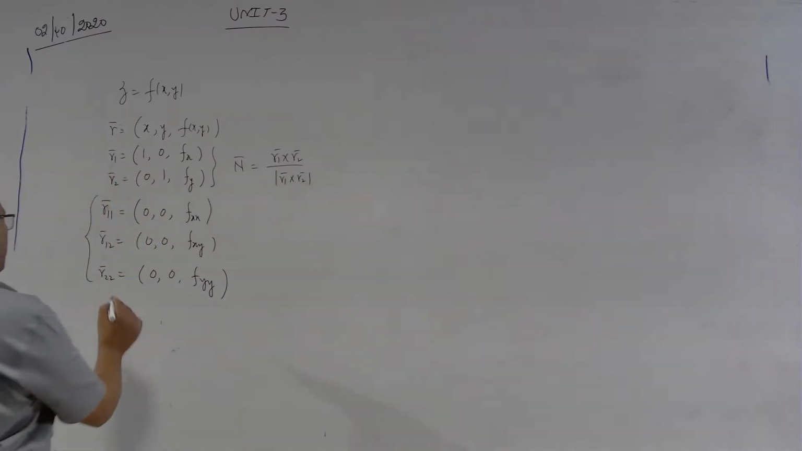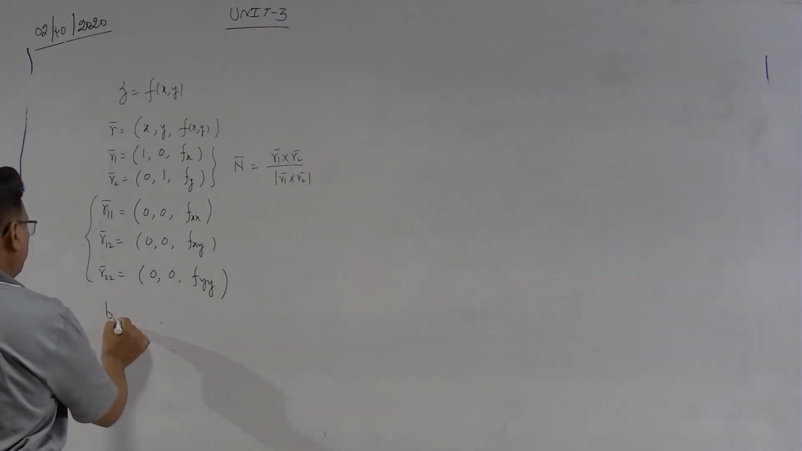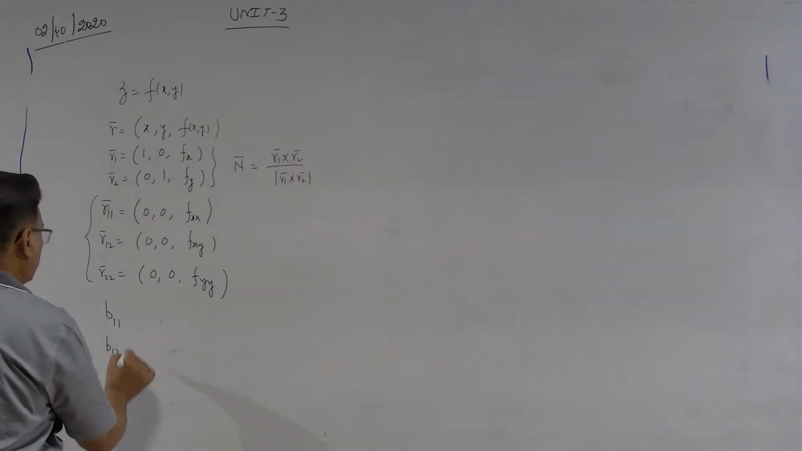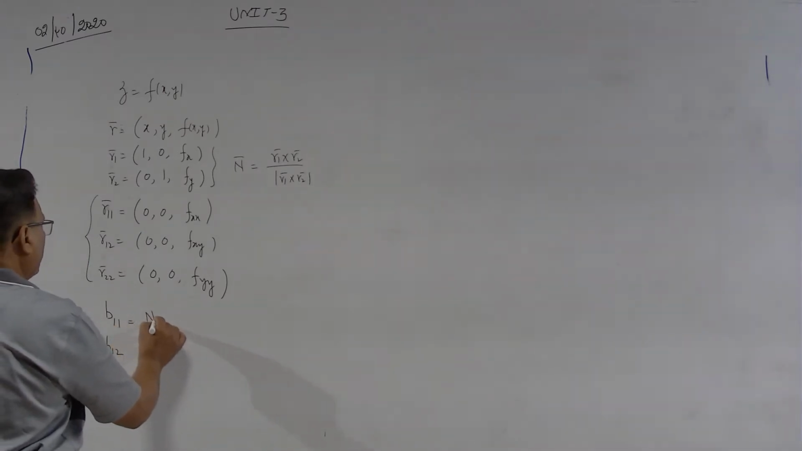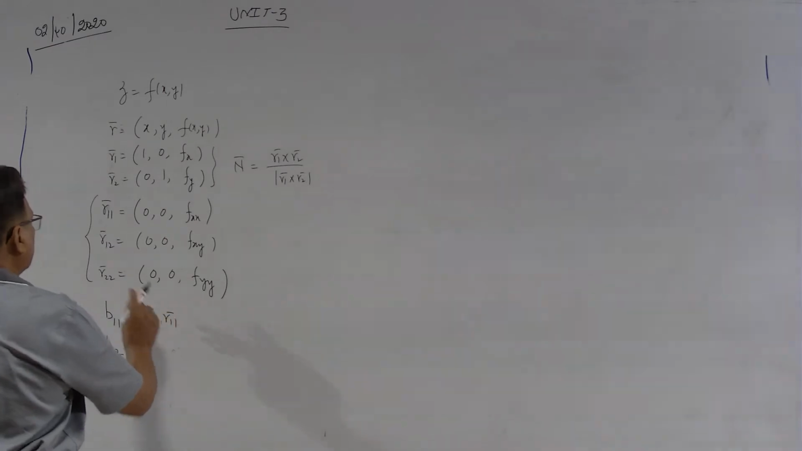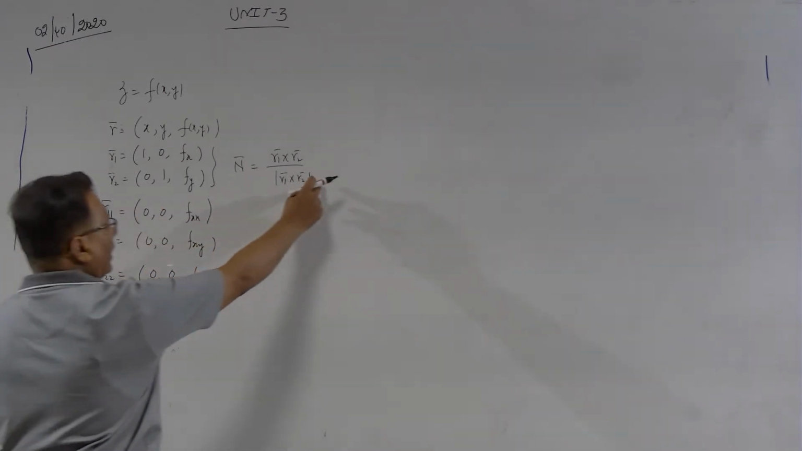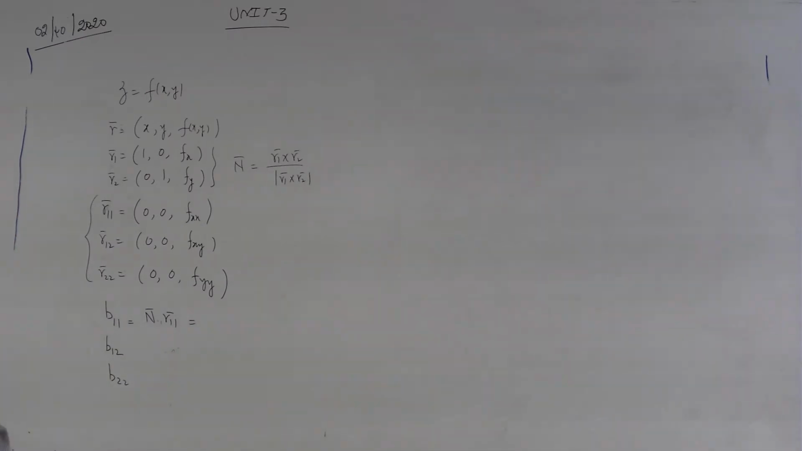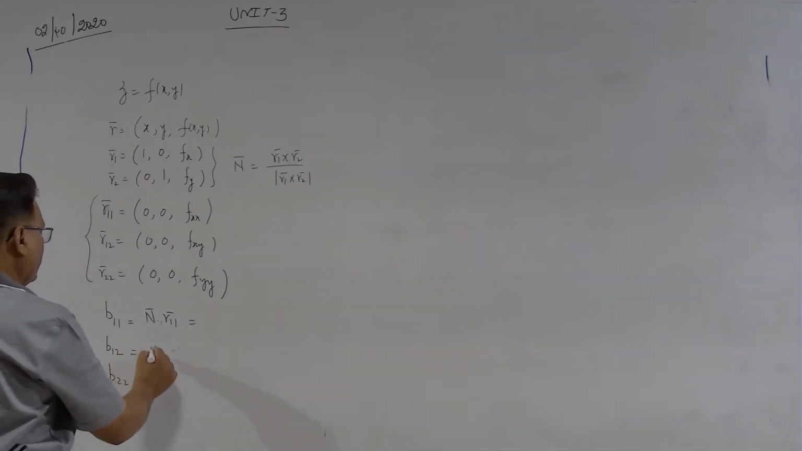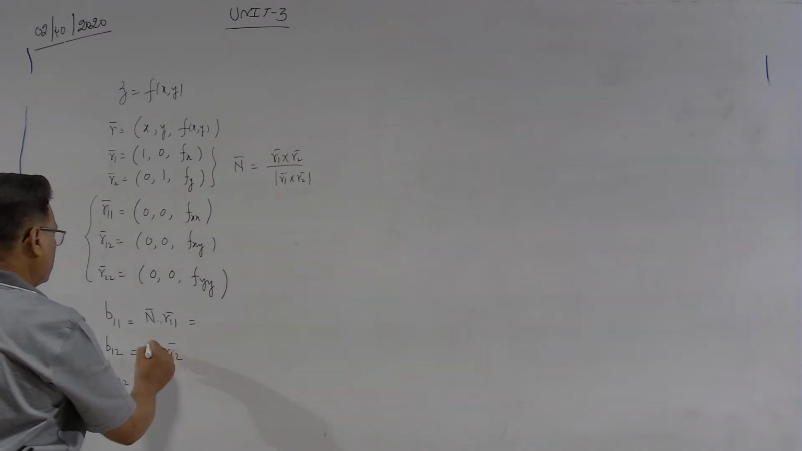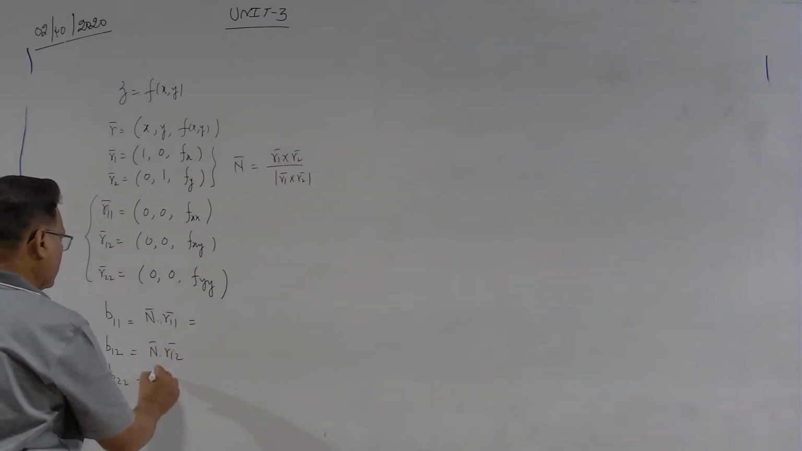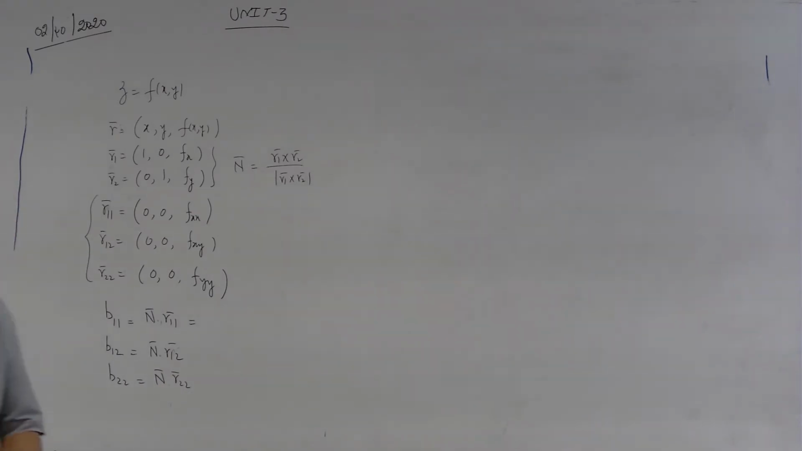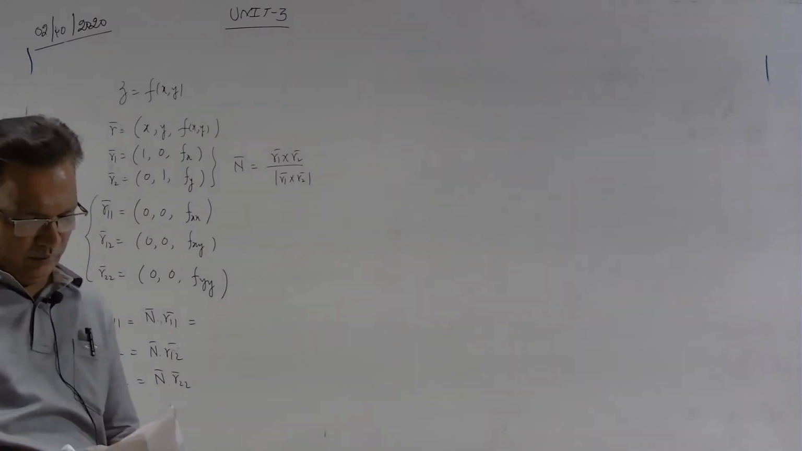Then you have to compute b i j's, that is b 1 1, b 1 2 and b 2 2. b 1 1 will be n dot r 1 1. So, r 1 1 is there and can be computed. So, this will give you a scalar. Similarly, b 1 2 is n dot r 1 2 and b 2 2 is n dot r 2 2. So, all this computation is straightforward, one can easily do. So, this much I am leaving for you.